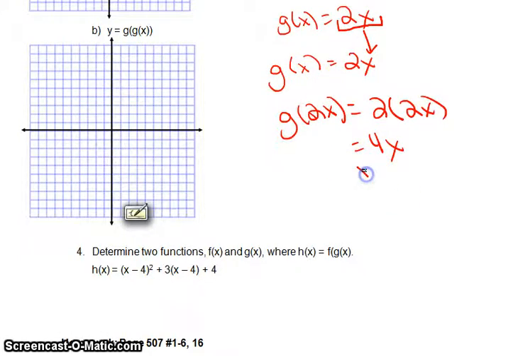So now let's create a table of values so we can graph it. We'll stick with some nice easy numbers, so let's go with -1, 0, and 1. Substituting -1 in for x there, we have 4 times -1 is -4. 0 times 4 is 0, and 1 times 4 is 4.